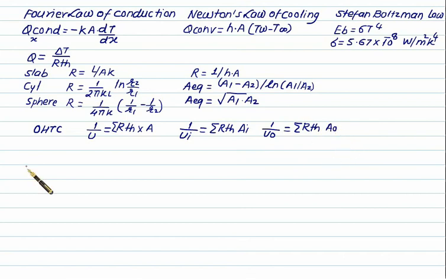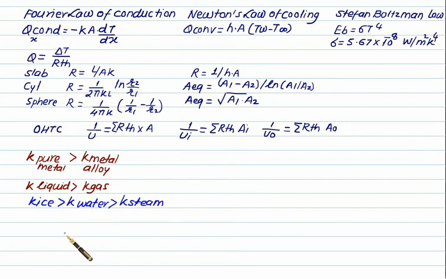Always remember that the thermal conductivity of a pure metal is greater than the thermal conductivity of a metal alloy. The thermal conductivity of a liquid is always greater than that of a gas, and the thermal conductivity of ice is always greater than that of water, which is greater than the thermal conductivity of steam.